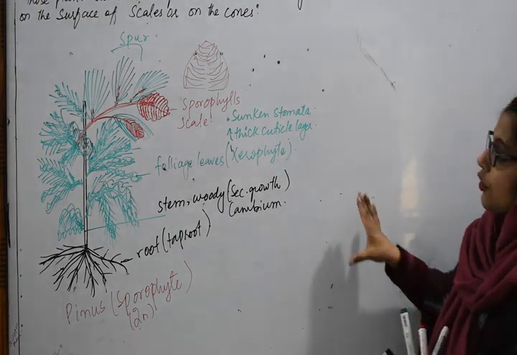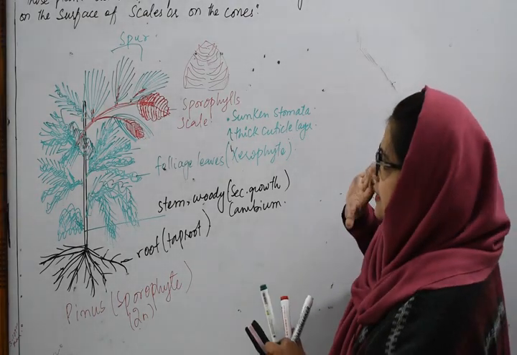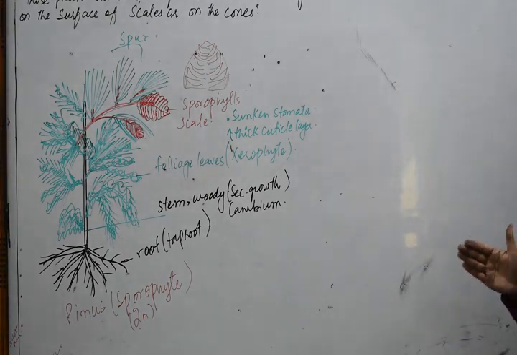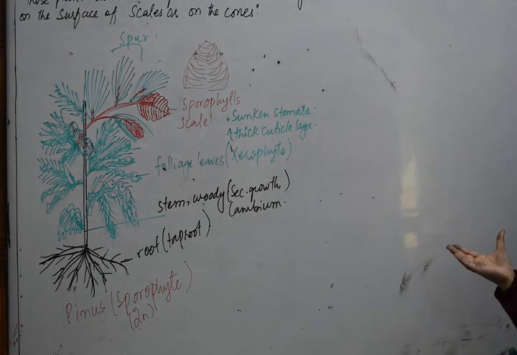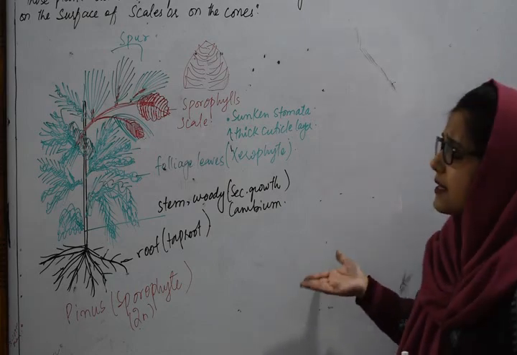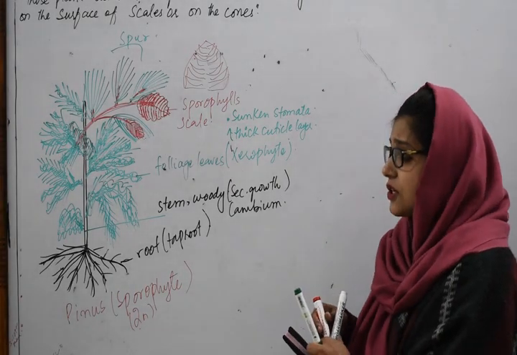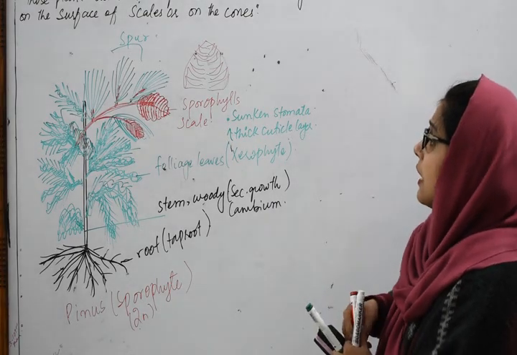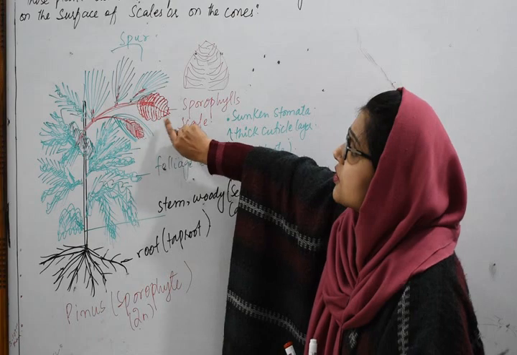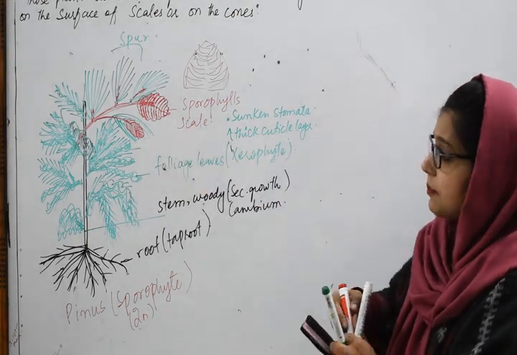Now we are going to discuss the life cycle, and how they show alternation of generation. As we can see, there is a clear alternation of generation in the tracheophytes and even in the bryophytes, because all plants undergo alternation of generation for their survival and better growth. So these are the reproductive structures: one is the female cone and the other is the male cone.